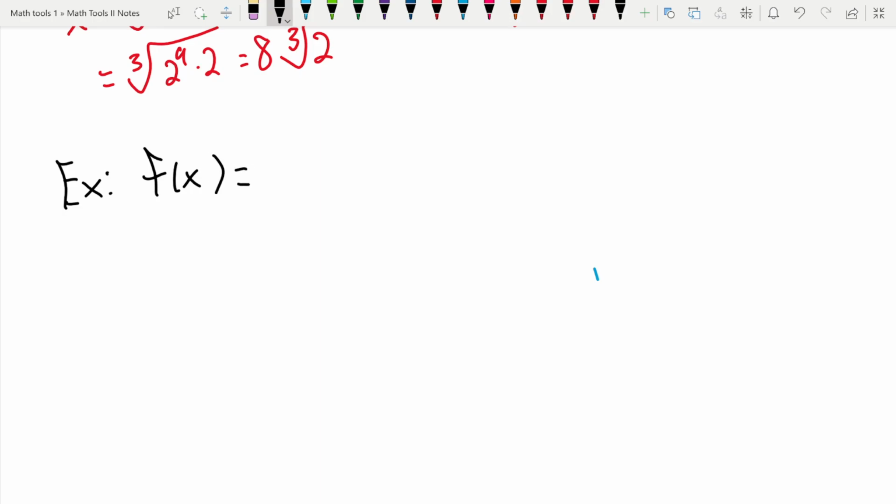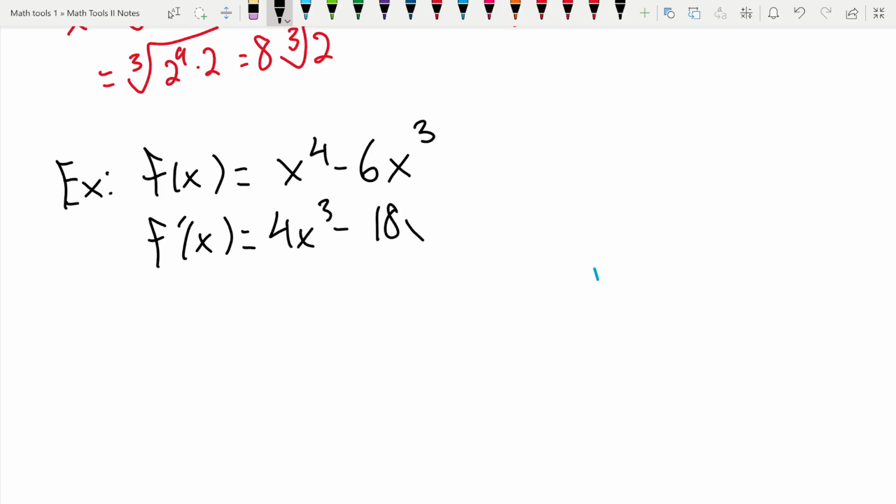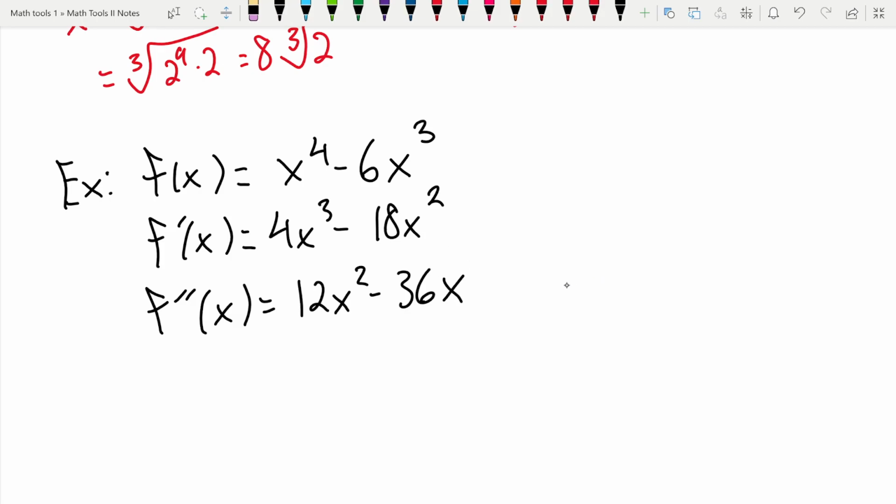So if we do something like x to the fourth minus 6x cubed, okay, then f prime of x is going to be 4x cubed minus 18x squared. And then f double prime of x should be 12x squared minus 36x. So if we're looking at this one, we want to set this equal to 0. It's not going to be undefined anywhere because it's a polynomial, so we don't have to worry about that. You can go ahead and divide by 12 everywhere just to make it easier.